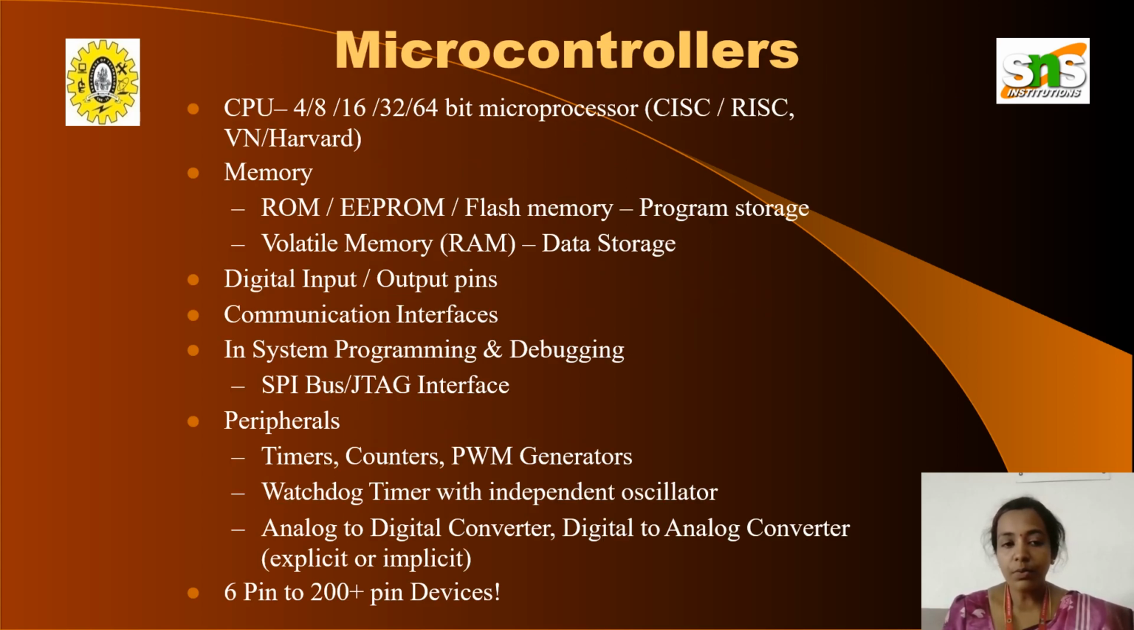So the microcontrollers will usually have a central processing unit, the CPU. It can have a 4-bit, 8-bit, 16-bit, 32-bit or 64-bit microprocessor. It can be a CISC, RISC, Von Neumann, or even the Harvard architecture.